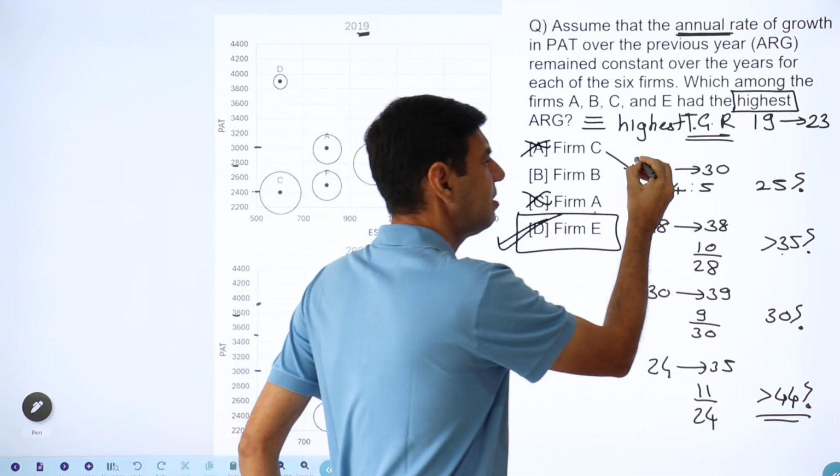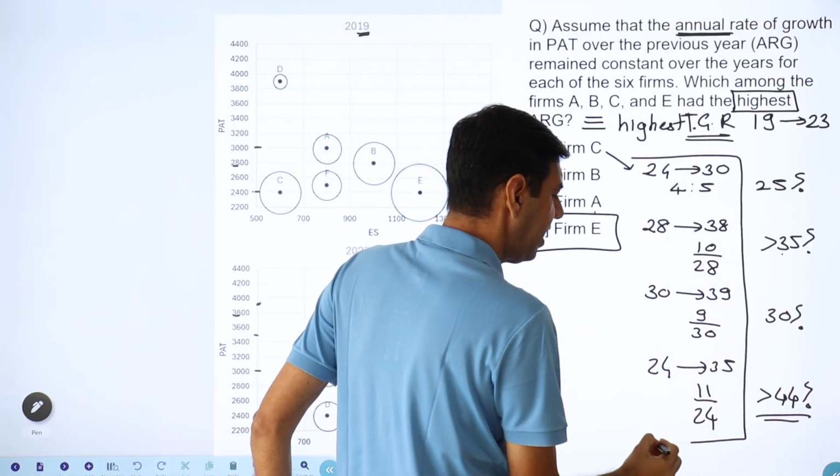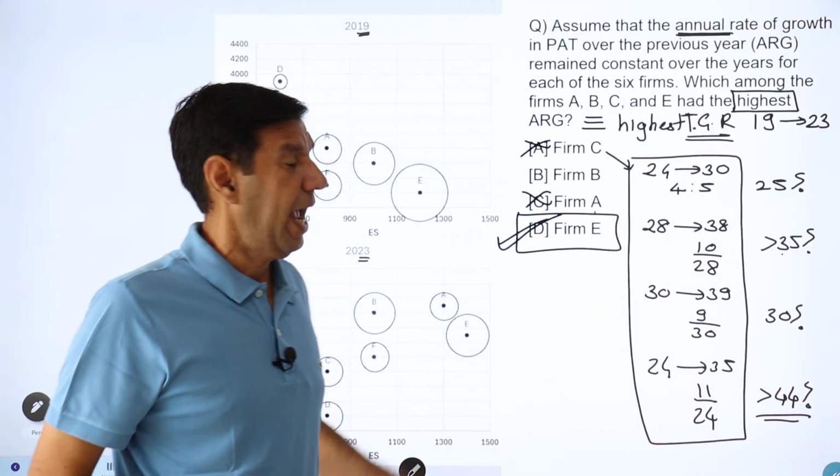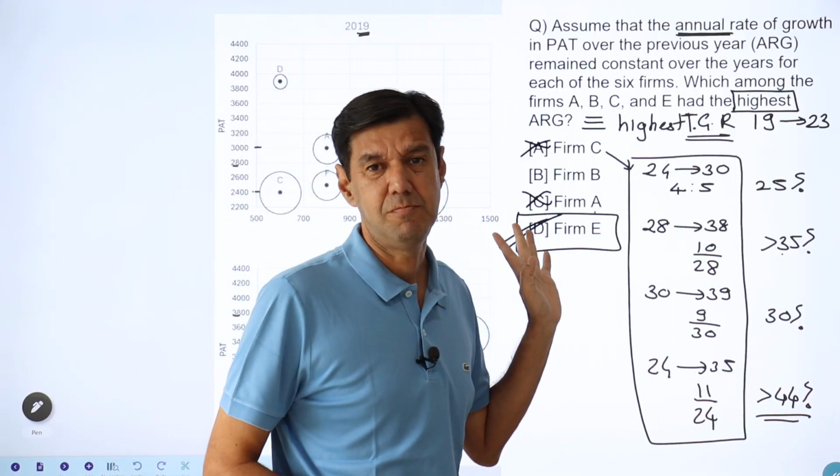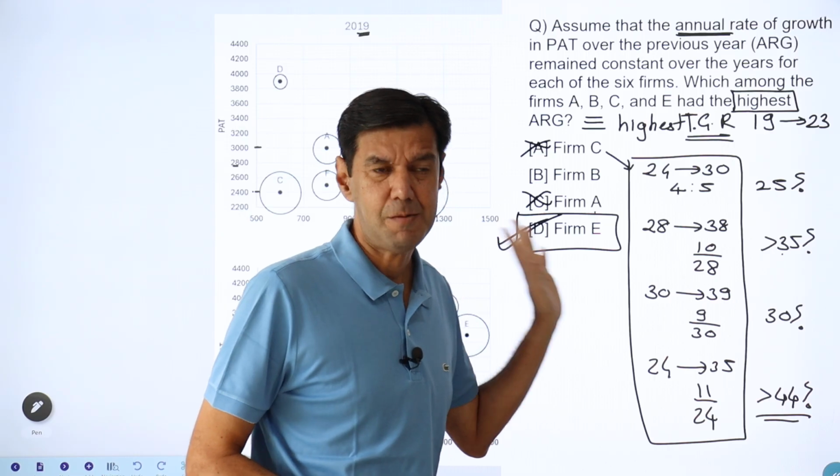A lot of this part, I have to write it because I have to explain it to you. In your scratch pad, you just needed to write these numbers. That's it. Moving on.